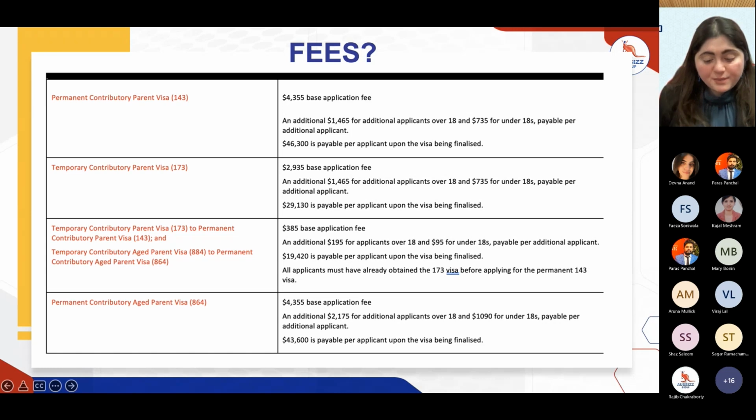The contributory aged parent visa 864, the basic application fee is 4,355 plus the dependent fees, and then you pay 43,600 upon the application being finalized. Now this is per applicant, so if your mother and father both are lodging the application, you pay $43,600 for each parent.